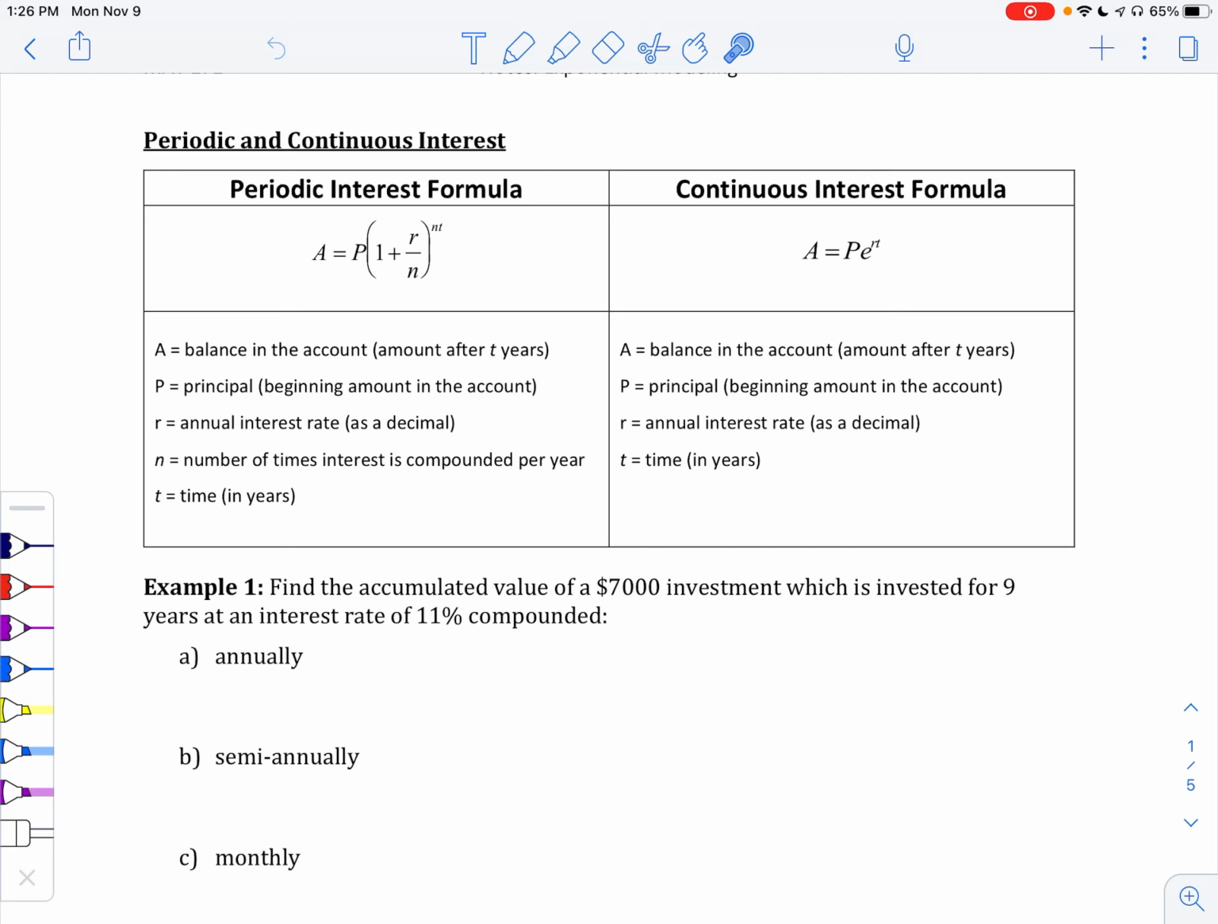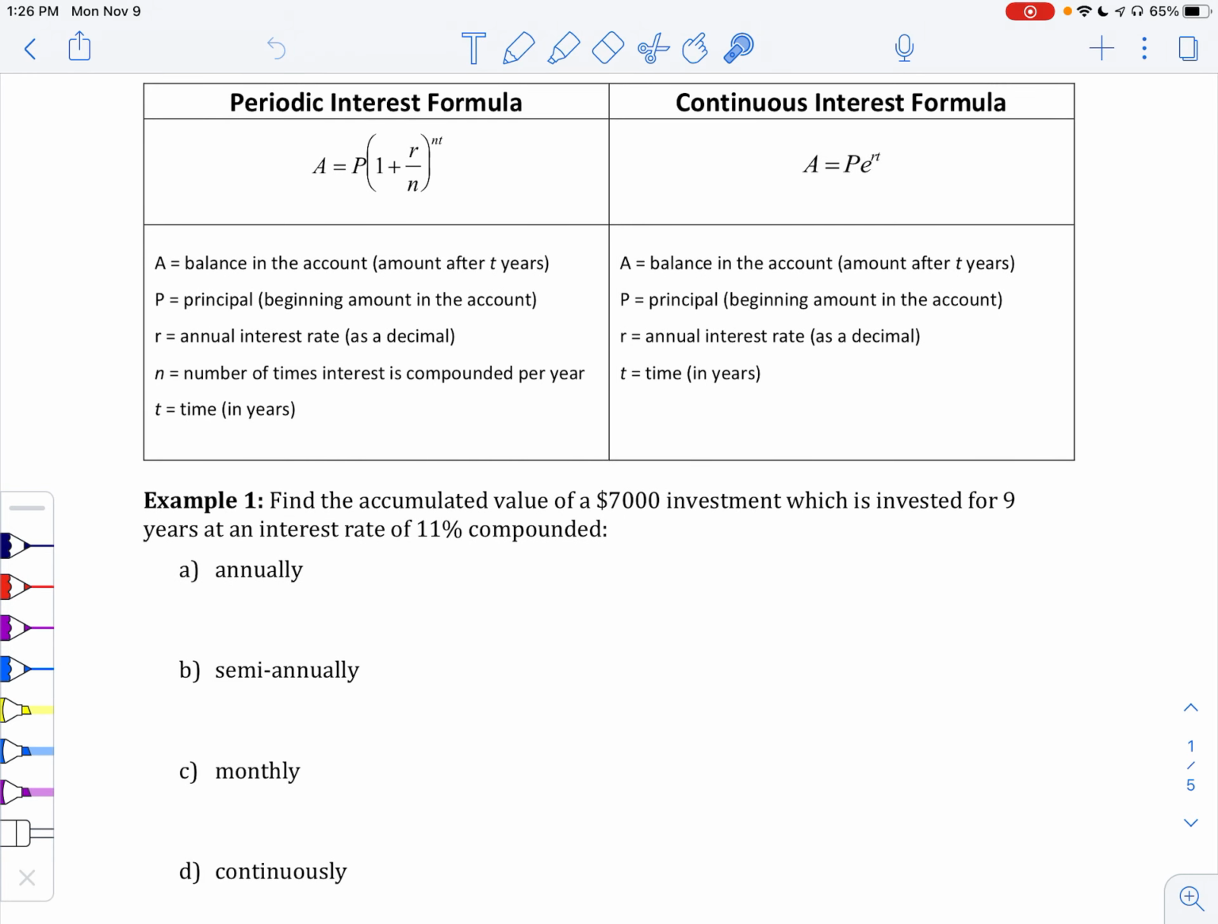Okay, so let's take a look at an example and let's use some of these formulas. So our first example says we want to find the accumulated value of a $7,000 investment, which is invested for 9 years at an interest rate of 11%. All right, so we have a $7,000 investment, 9 years, and 11%. Okay, so first of all, if we take that information, our $7,000 investment is our principal. 9 years is our time. And 11%, if we change that to a decimal, is our rate.